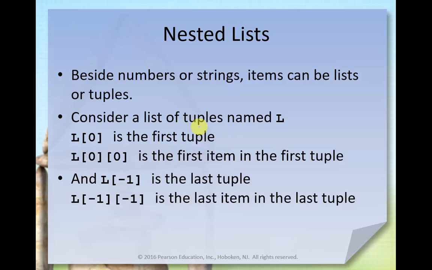Another thing you can do is nest these things. So you can have items that are lists that are composed of other lists or tuples. So if you consider a list of tuples called L, then L sub 0 is the first one, and L sub 0 sub 0 would be the first item that was in the first tuple. So this will start to stretch your brain a little bit. You just have to pay attention to what's going on with the indices here. So again, the reverse notation, L with a -1 is the last tuple, and that would be the last item in the last tuple.